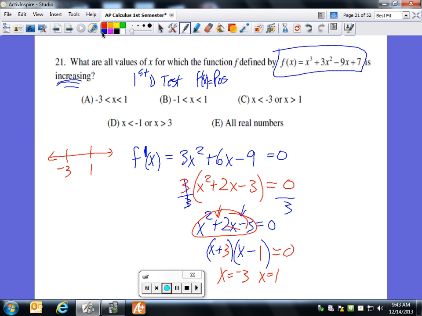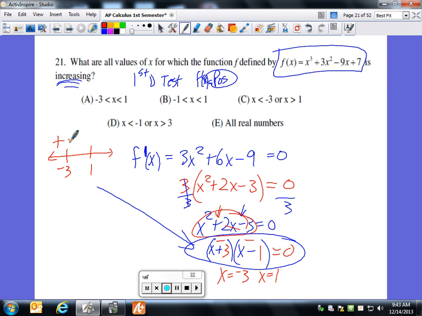We're going to do some sign tests on the first derivative so that I can see where the positives are occurring, so I can give you the intervals. So using this factored form, let's plug in something that is less than negative 3. Negative 4 plugged in here would give me a negative. Negative minus 1 would still give me a negative. This product is positive. Okay?